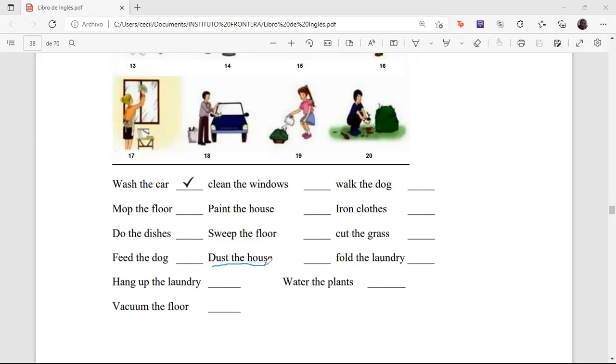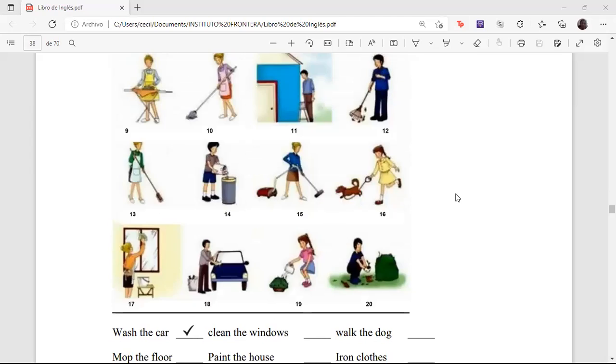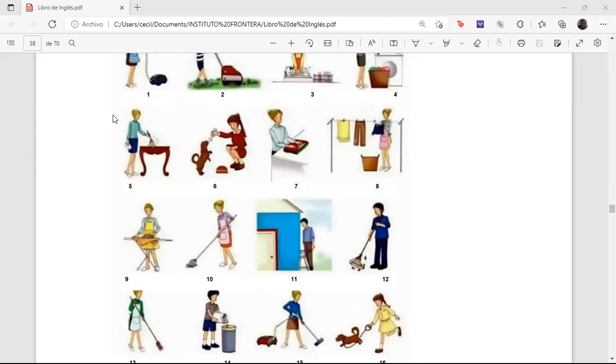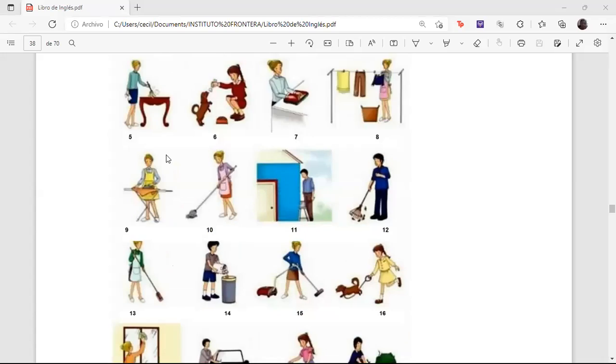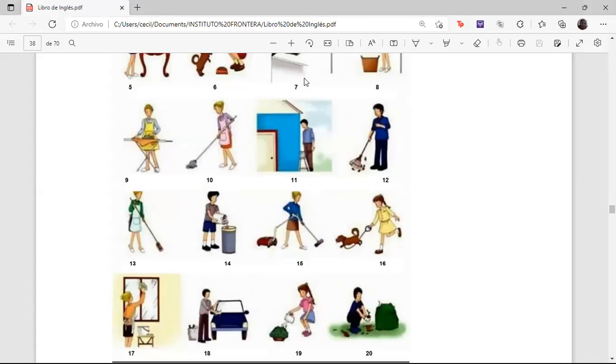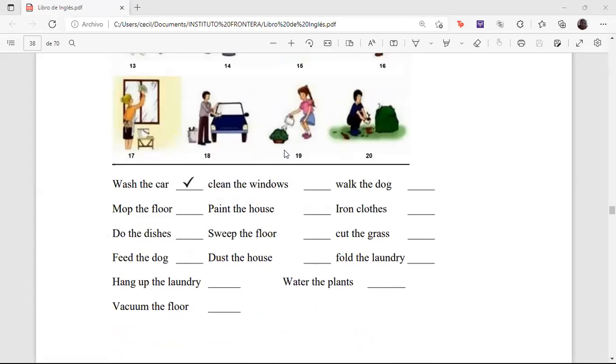Dust the house. Dust the house. I'm going to help you out with this one. Dust the house. Which one is it? It's this one. I'm going to mark it. This one is dust the house. Now, the other one, remember, this is the mop the floor, feed the dog, okay, and this one is sweep the floor, okay. So, we're going to continue.